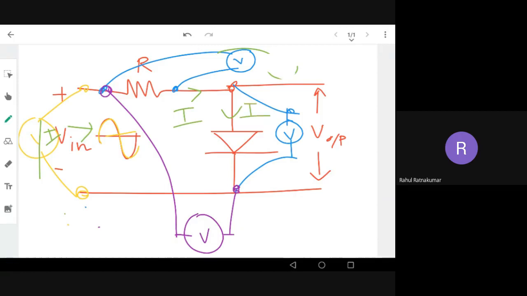Not telling what is the value of the current, because the value of the current depends on the value of the resistance and diode resistance, etc. But the wave shape, what is the wave shape of the current? These things are very important in this course, and that makes you a circuit designer or an engineer. So it will help you to design.